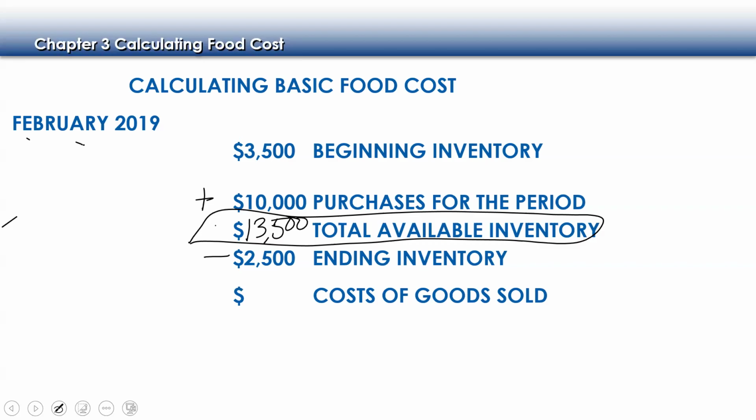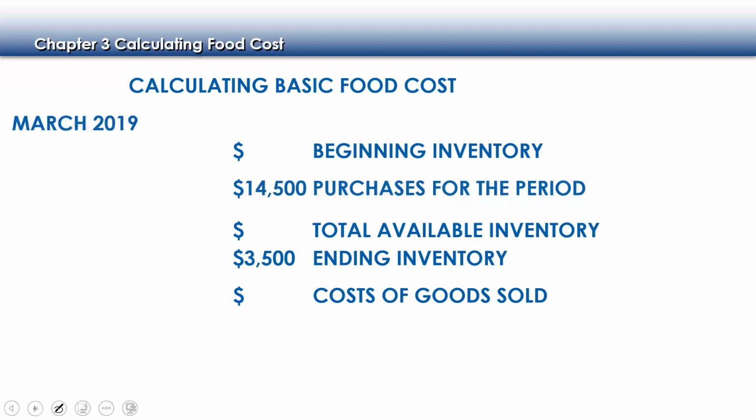Okay, now at the end, I actually go in and count, and I have $2,500 left. And what is my cost of goods sold? 11,000? Is that right? Yeah, 11,000. Okay. So during that month, it cost me $11,000 to produce all the food that I sold. Good so far? All right.